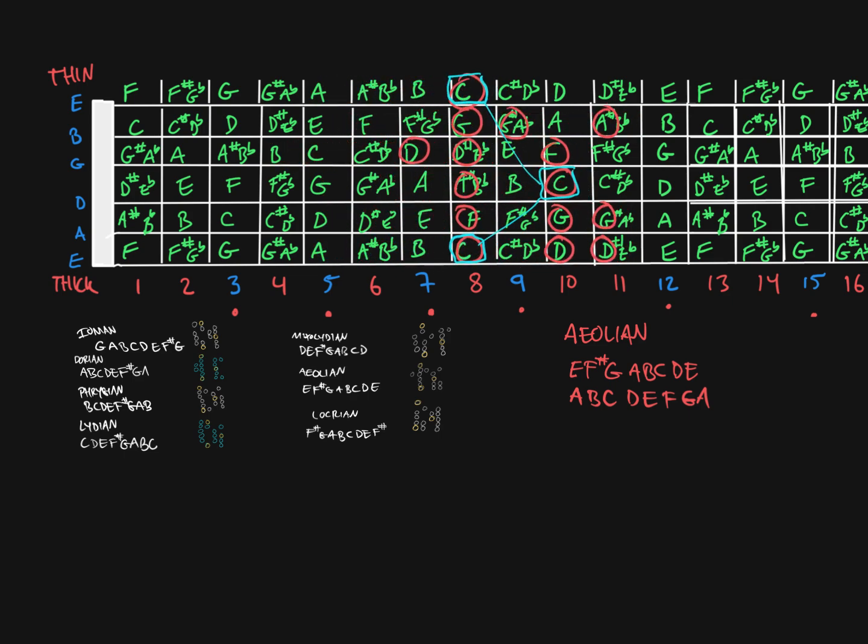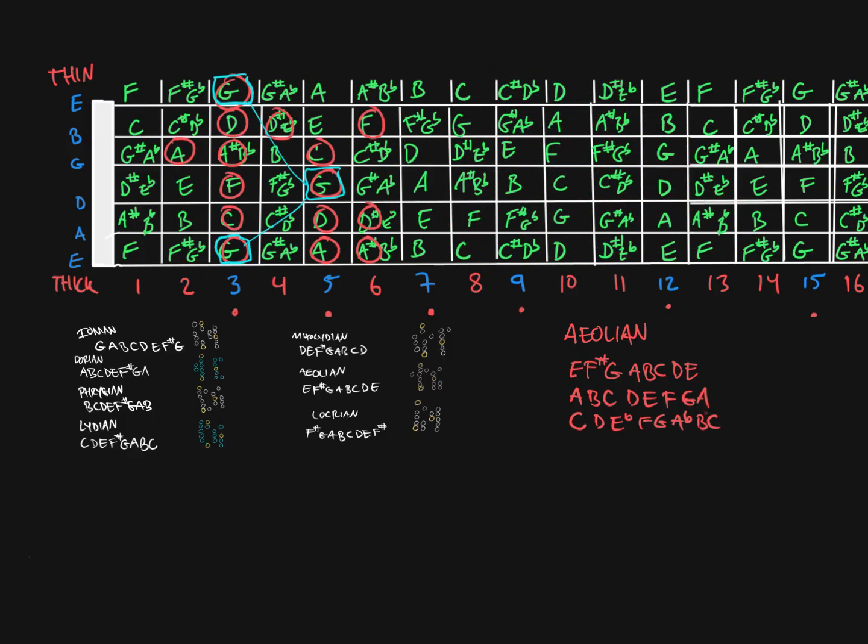Let's try it on the C root. So this is Aeolian from C, so we're going to call it C Aeolian. C, D, E flat, F, G, A flat, B flat, C. All right, let's try it here. Let's call this G sharp. G sharp, A sharp, B, C sharp, D sharp, E, F sharp, and then back to G sharp.